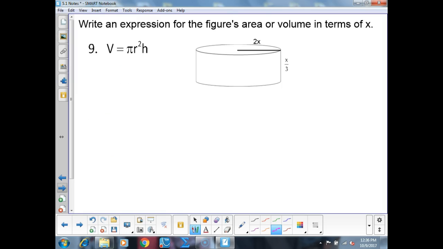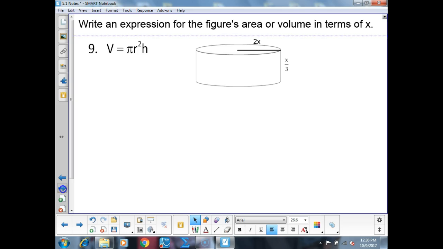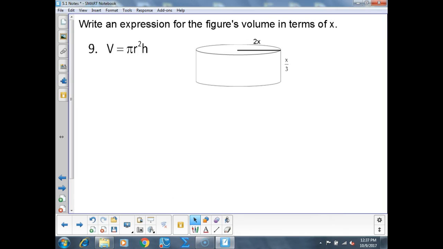Write an expression for the figure's area. Actually, I could have taken area out of that. I just wanted volume because we only gave you the volume formula. Let's change that right now. So use a formula now. Find me the figure's volume in terms of x.